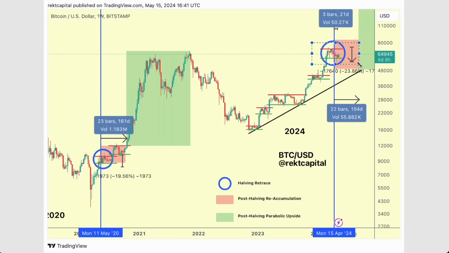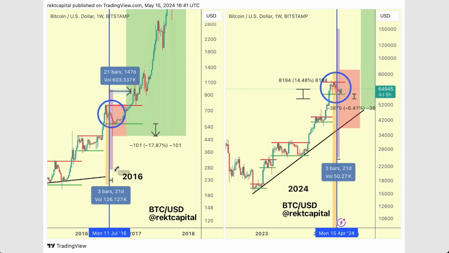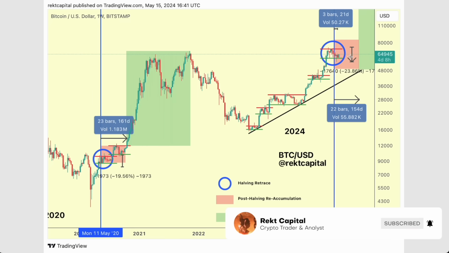When will this reaccumulation range end? Because we know we are in the post-halving reaccumulation phase of the cycle. We've seen this in the past in 2020, as we can see here on this chart, but also in 2016. And in fact, we've seen lots of similarities with 2016 and 2024. So we'll be talking about that in a lot more detail.